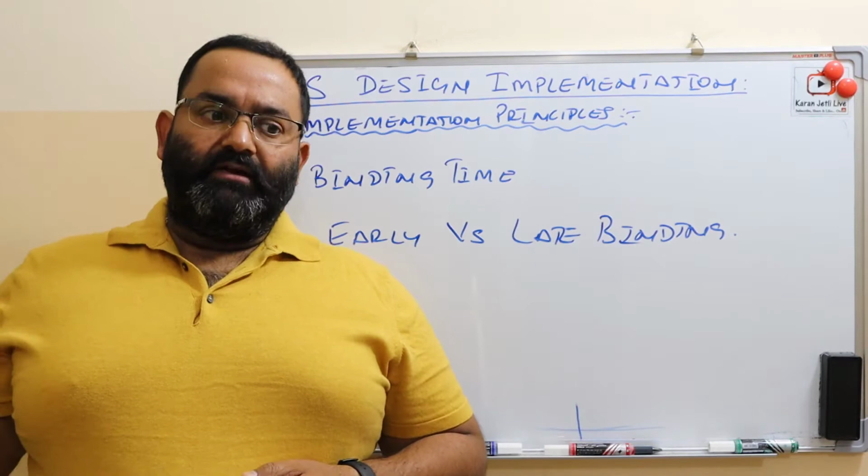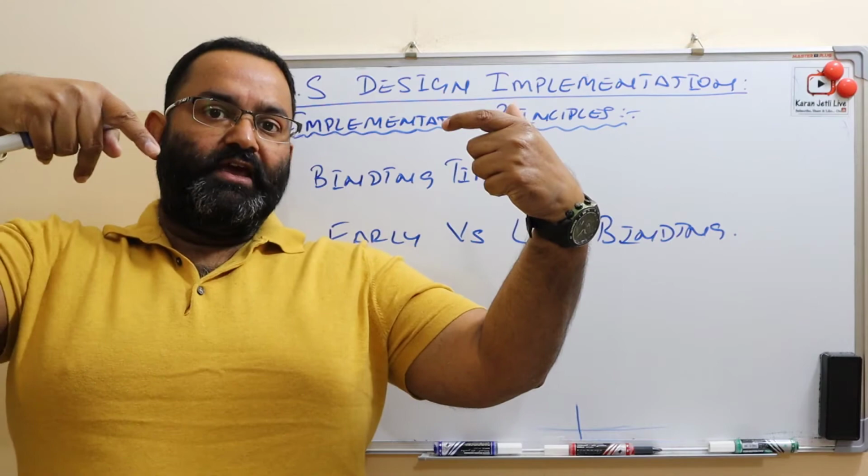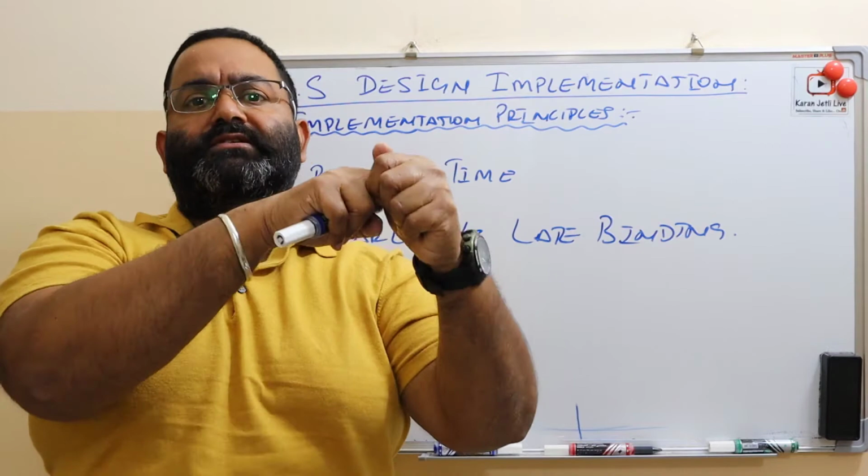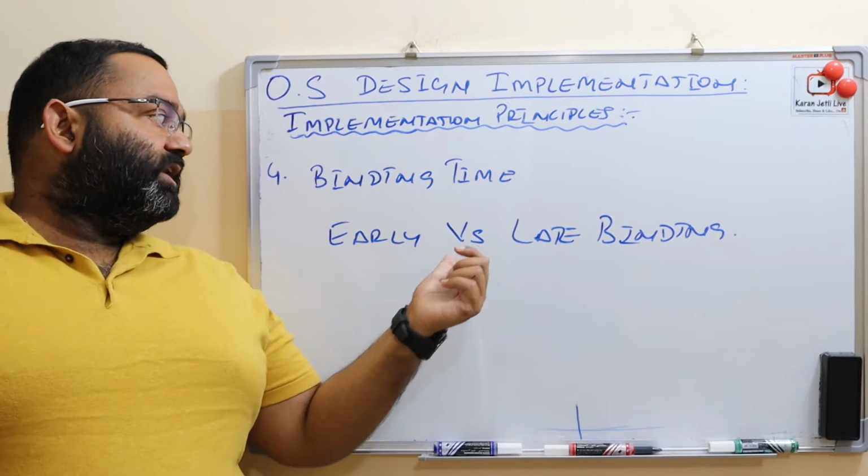For example, we have a process A and we have assigned a memory location of A to 1000. So whenever we are running that program A, it must be present at memory location 1000. And this thing is fixed in the beginning. So what do we call it? We call it early binding.